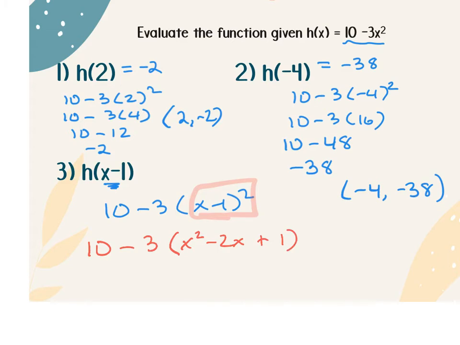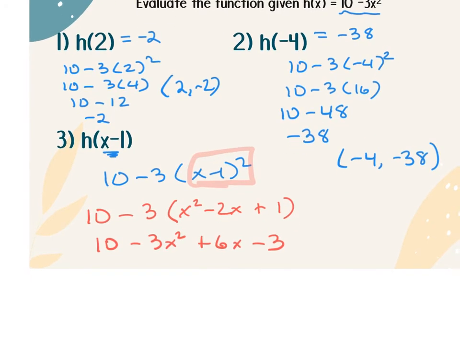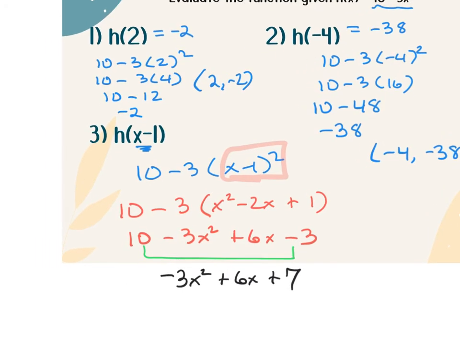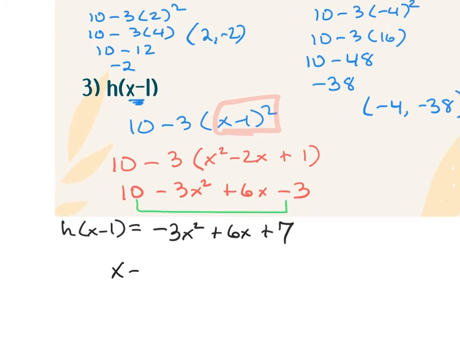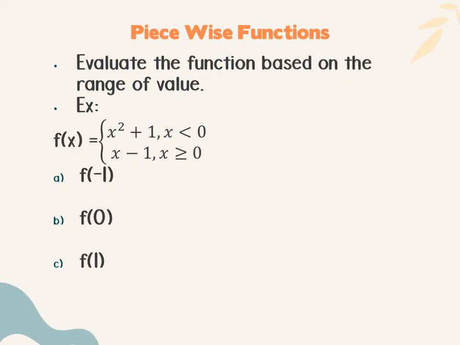I'm now going to distribute: negative 3x squared plus 6x minus 3. Only like terms I have are the 10 minus 3. So final answer here, negative 3x squared plus 6x plus 7. So that's what h of x minus 1 equals. Again, if they want you to write it as coordinates, you would write it like this. Take a look at that one.